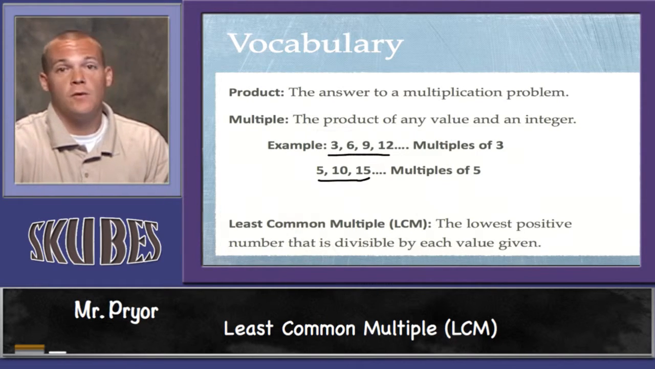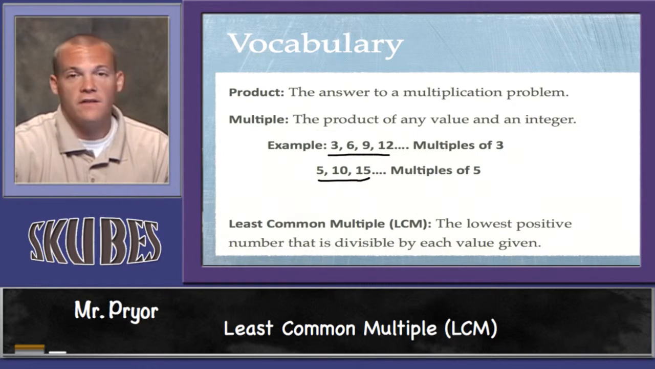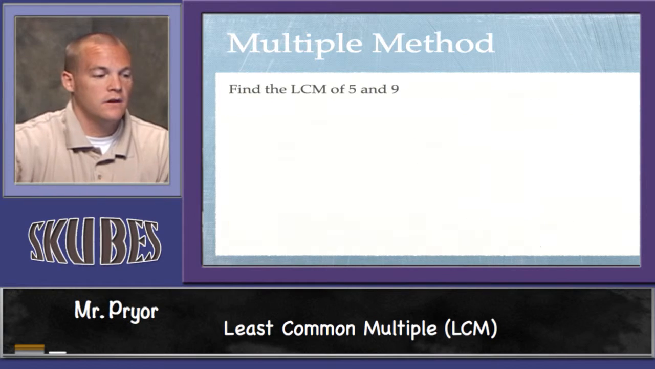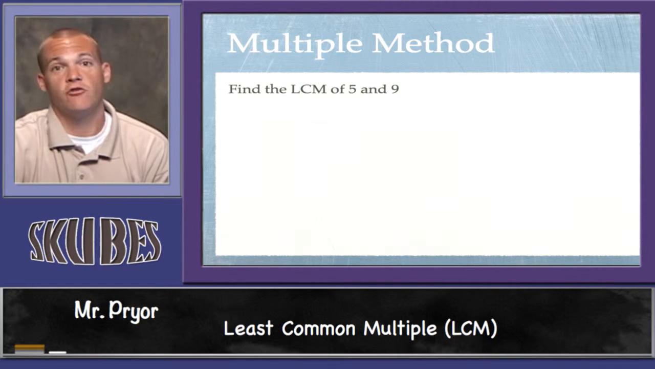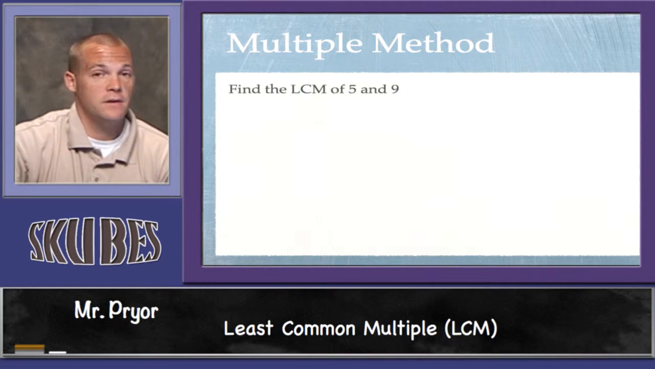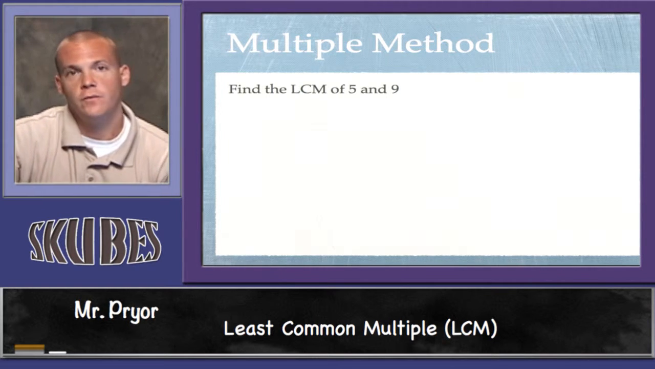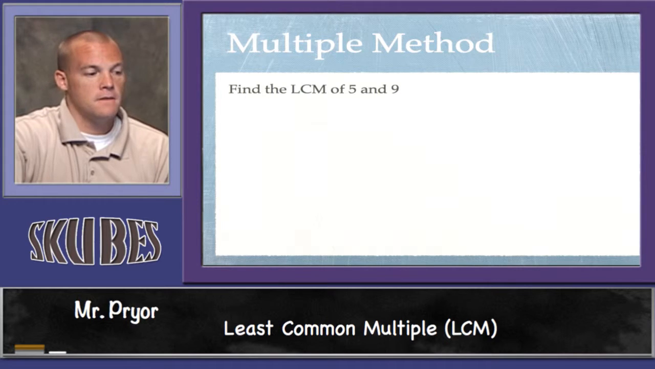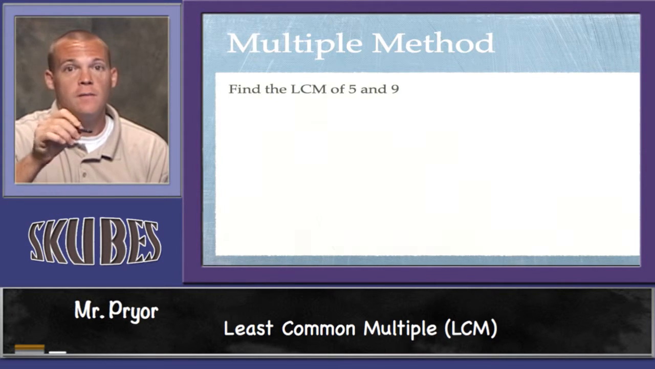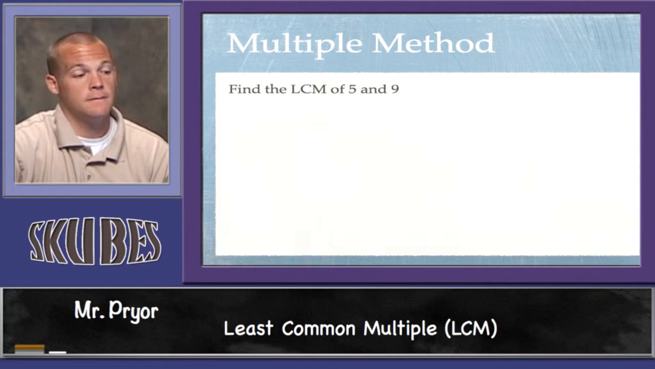Finally, what is least common multiple all put together? It's the lowest positive number that is divisible by each value given. And that's what we're going to be finding. So as we work our way through multiples, we're going to try to find the lowest value that they have in common. I'm going to show you two different methods here, and the first one is called the multiple method. The multiple method really just requires you to continue the multiples of each number until you find one that they have in common.